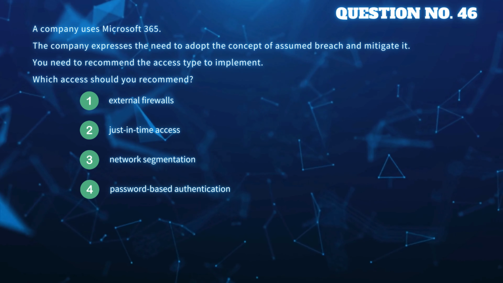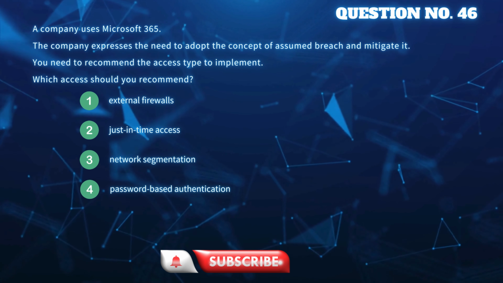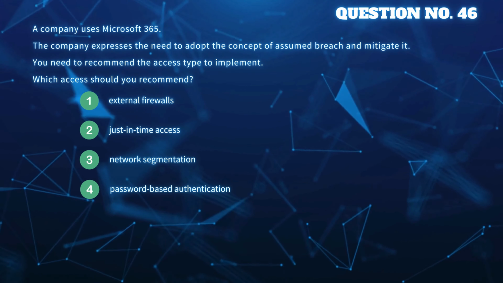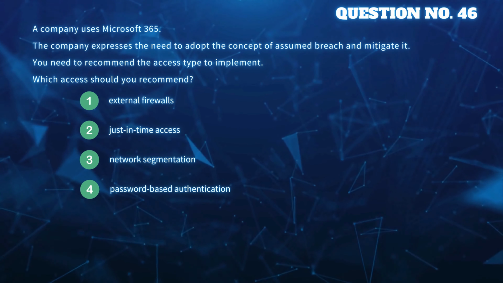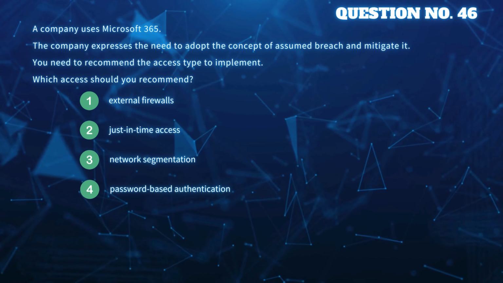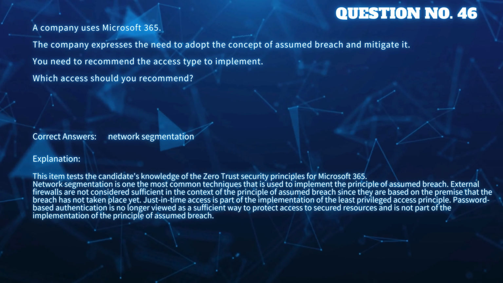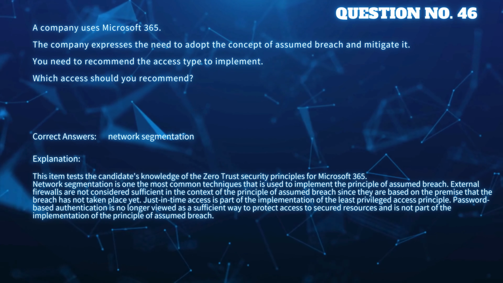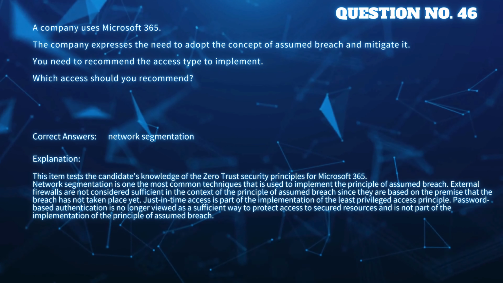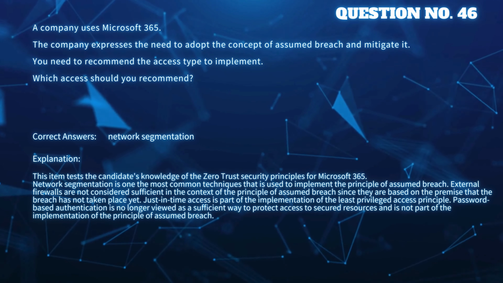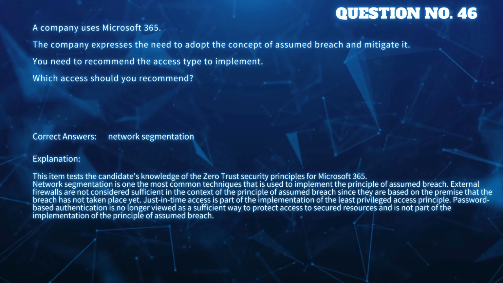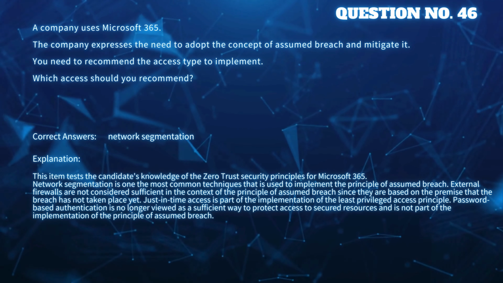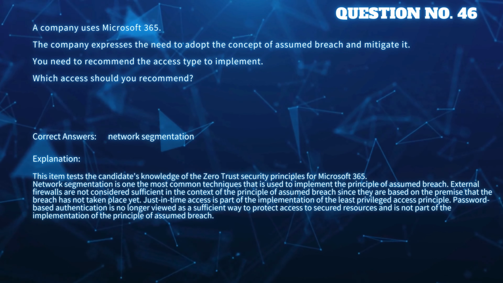Option 1, external firewalls. Option 2, just-in-time access. Option 3, network segmentation. Option 4, password-based authentication. Correct answer: network segmentation. Explanation: this item tests the candidate's knowledge of the Zero Trust security principles for Microsoft 365. Network segmentation is one of the most common techniques that is used to implement the principle of assumed breach.